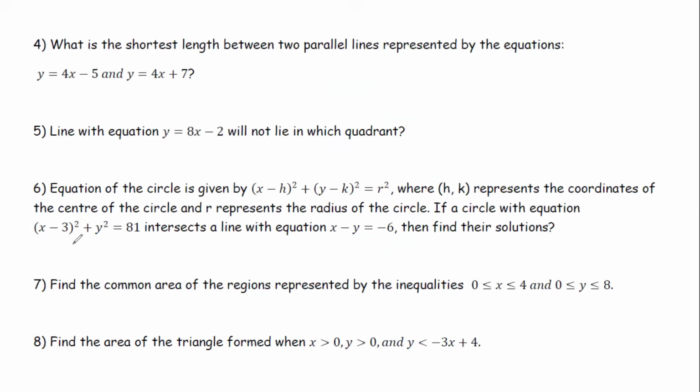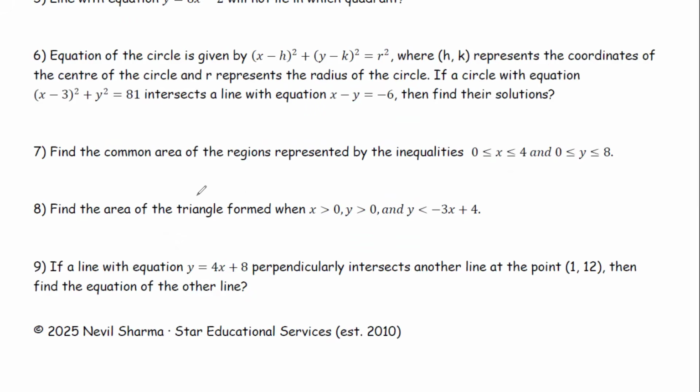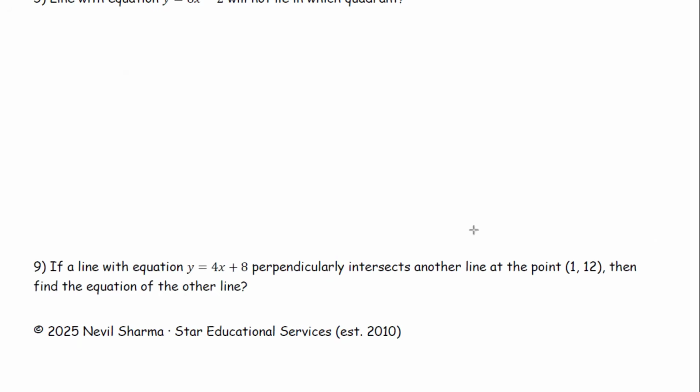Ninth one. If a line with equation y equal to 4x plus 8 perpendicularly intersects another line at the point (1, 12), then find the equation of the other line. So again, we'll use y-axis, x-axis, and we have y equal to 4x plus 8. So let this be 2, 4, 6, 8, 10 and 12 on the top.